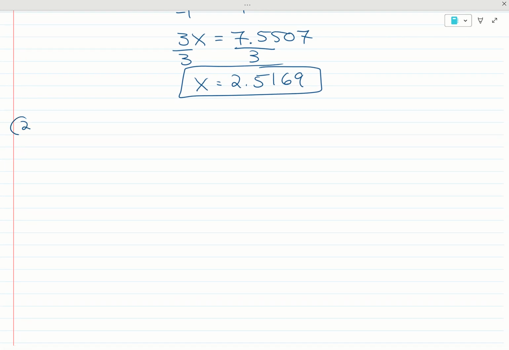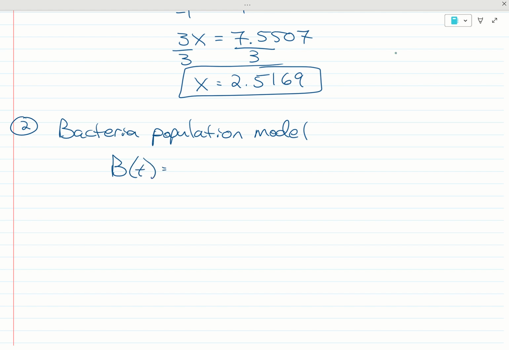The second problem gives us a bacterial population. So the bacteria population is modeled by B of t is equal to 2500 times e to the 0.15 t power. First question is going to ask you what the initial population is. The way you do the initial population is you set t equal to 0.